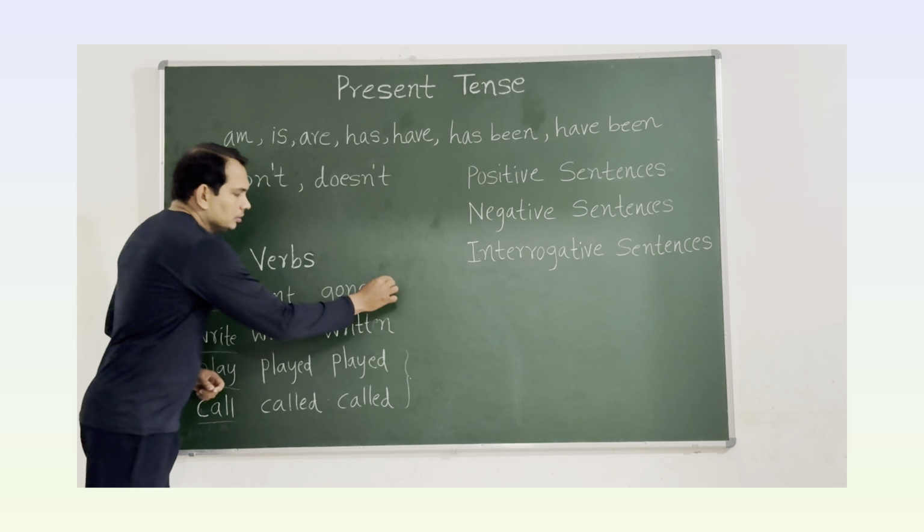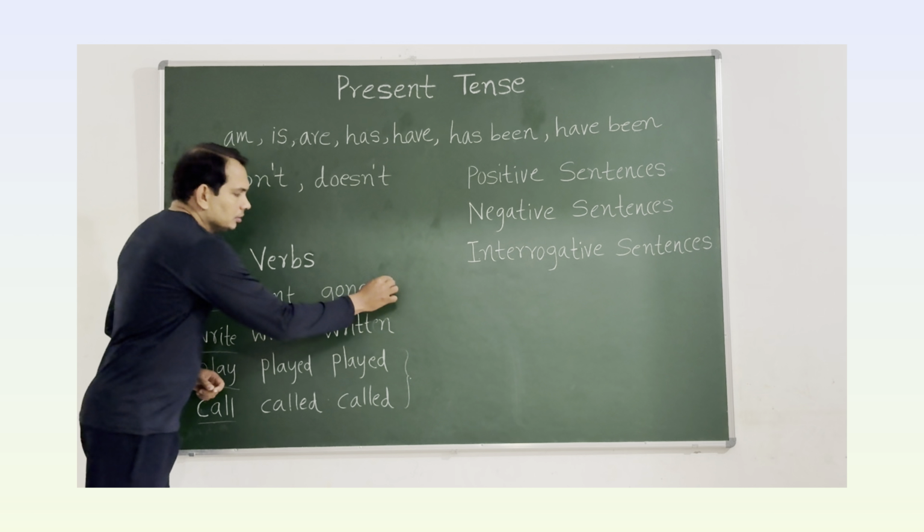As I have said, there are four forms of the present tense. They are simple present tense, present continuous tense, present perfect tense, and present perfect continuous tense. Now let's learn how sentences are formed in the simple present tense. Simple present tense is used to describe actions that happen regularly. We use it to talk about unchanging situations, habits, and general truths.